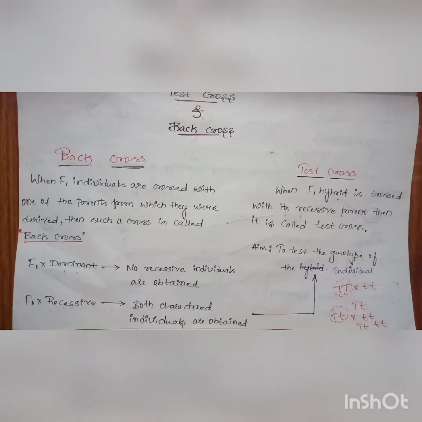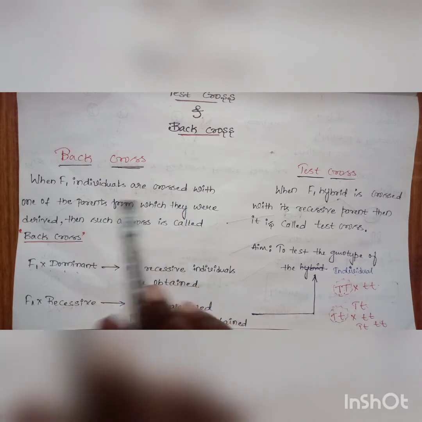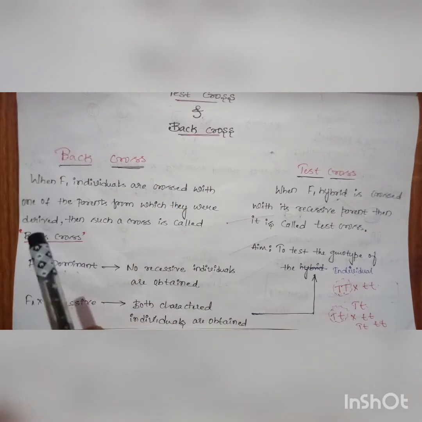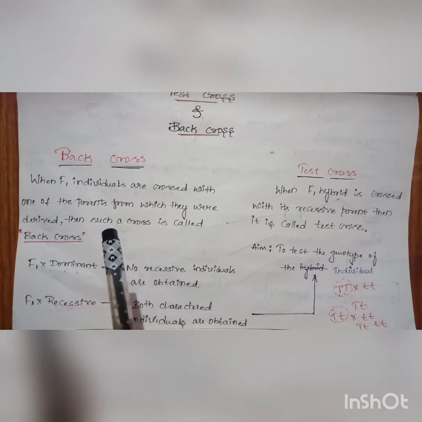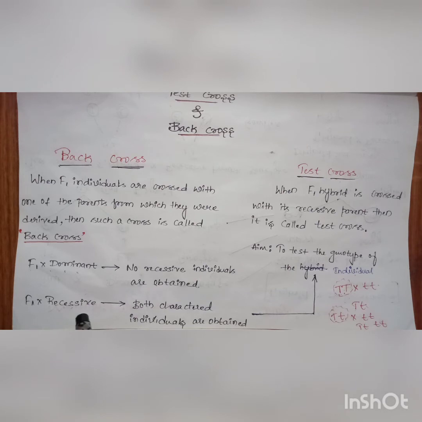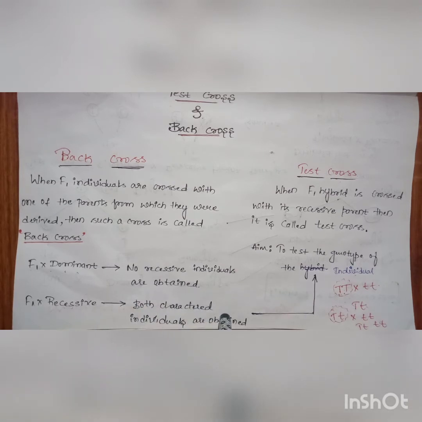Dear students, before going to know about the test cross, let us know about another type of cross, that is back cross. When F1 individuals are crossed with one of the parents from which they were derived, then such a cross is called back cross. F1 individual can be crossed with the dominant and also the recessive parent. When F1 is crossed with the dominant parent, then no recessive individuals are obtained. When F1 hybrid is crossed with a recessive parent, then both charactered individuals are obtained.